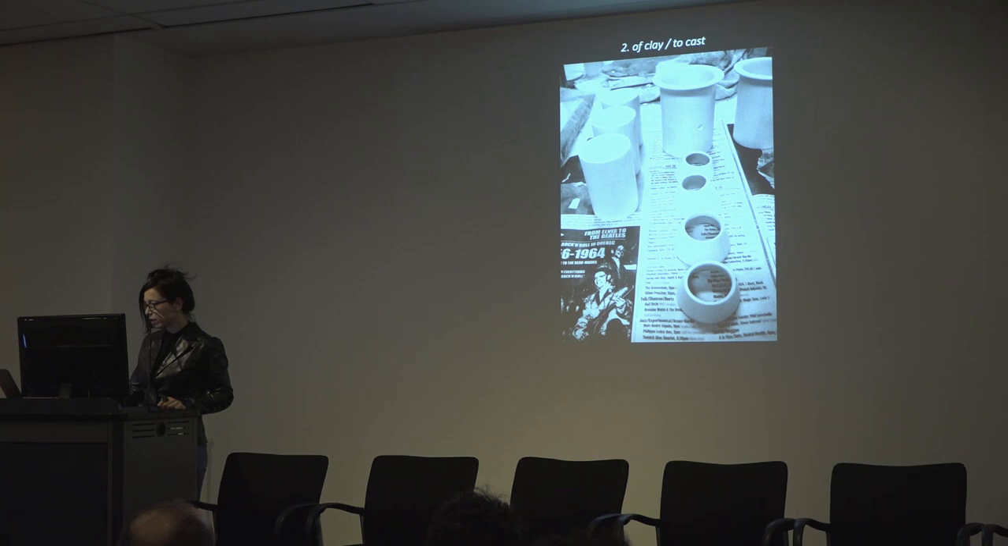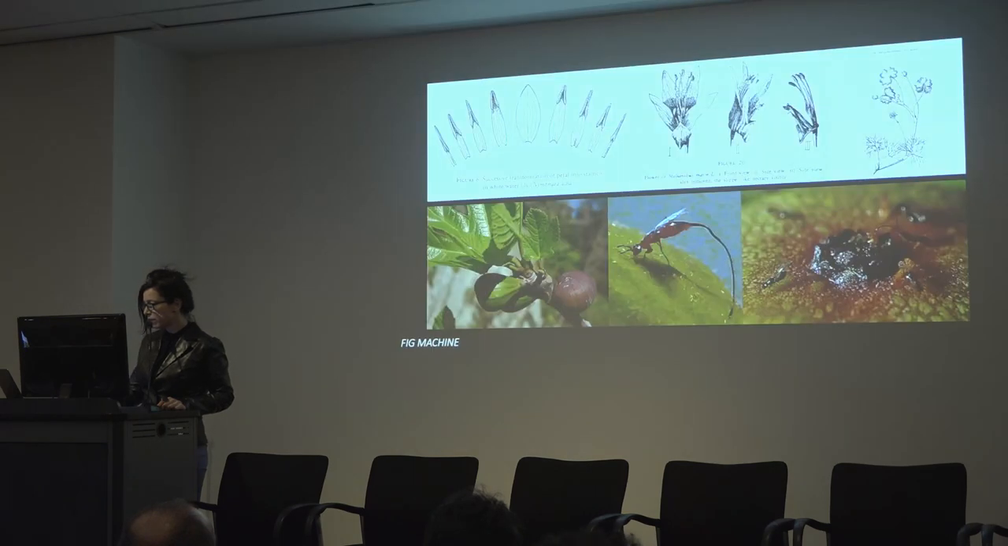Number two, of clay to cast. Casting is no longer a process of replication. This project was my master's thesis project in the history theory program, believe it or not. And it's entitled Fig Machine. It is highly inspired by Wolfgang von Goethe's scientific understanding of dynamic archetypes. And in his treatise on botany, he focused much more on the transformation and evolution rather than on fixed forms and species, as you could see on the top row there.